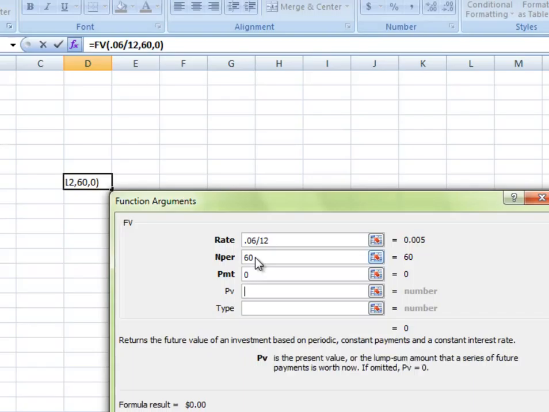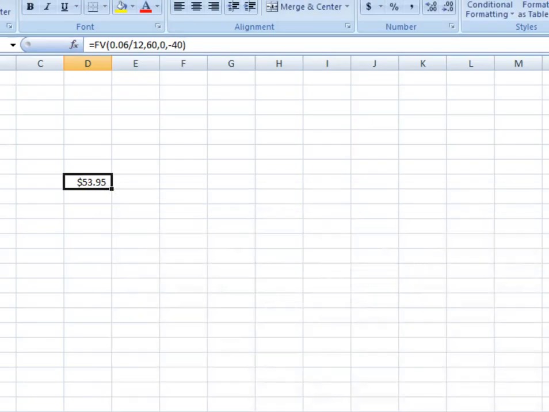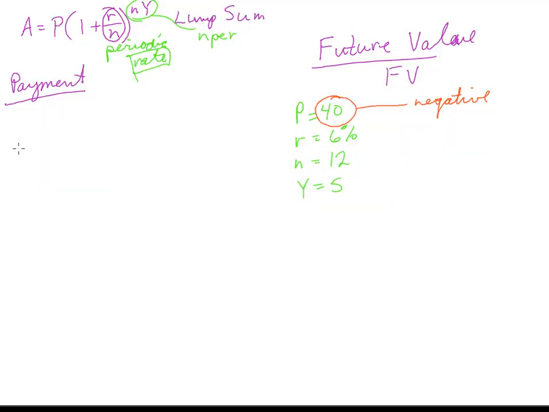Now PV stands for principal value, or our capital P in there. We invested $40. Don't forget, that's a negative $40. And look at what it comes up with. Ka-ching! $53.95. We can just stick it in there like that without any problem, and it already does all those calculations. Okay, so now we're going to look at something.